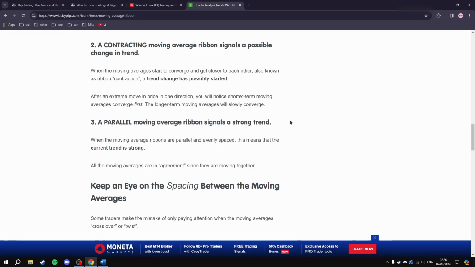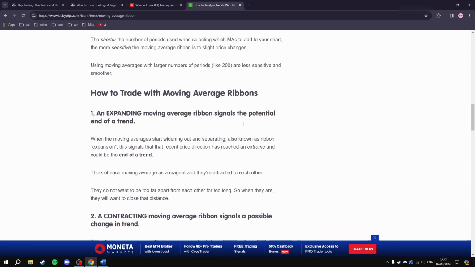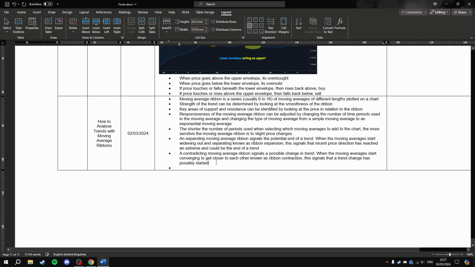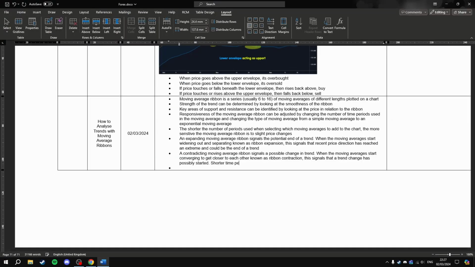After an extreme move in price in one direction, you will notice shorter term moving averages converge first. The longer term moving averages will slowly converge, because the shorter term ones are more sensitive to price changes, since it's shorter time periods. So shorter time period ribbons will converge first, then longer time period ribbons.